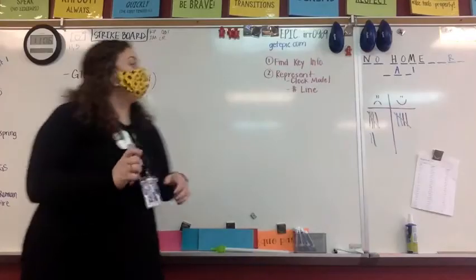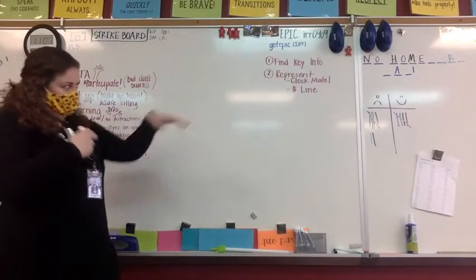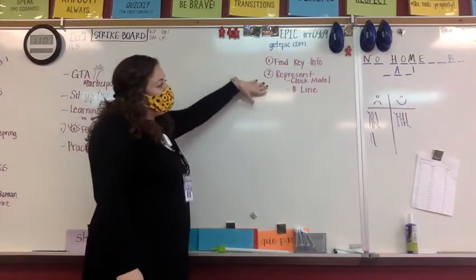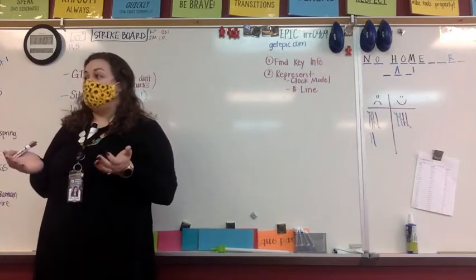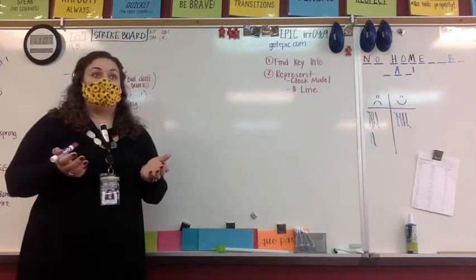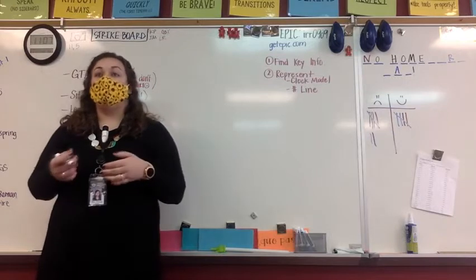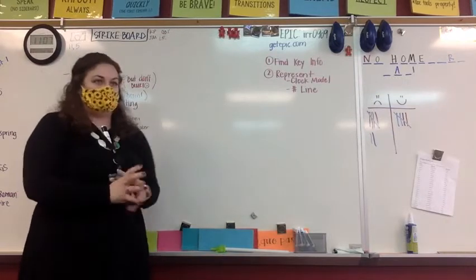All right, so you have found key information in the word problem. You represented it with either a clock model or a number line. What would be your next step? When you're doing a time word problem, what would you be trying to do next?